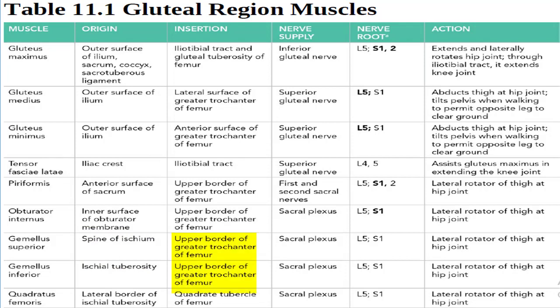femur. The last muscle of this group is quadratus femoris, which originates from the ischial tuberosity along with the inferior gemelli, and it inserts on the quadrate tubercle of femur.